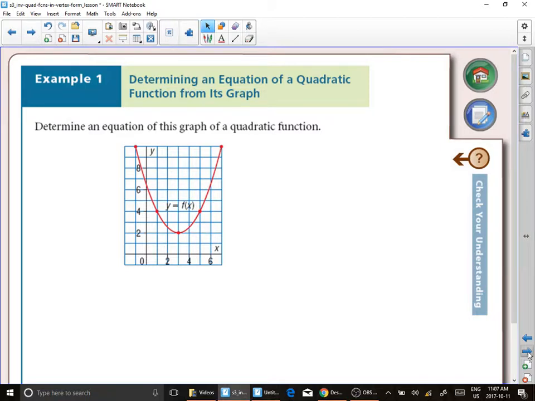What else do we have? Okay, here's one right here. We are going to determine the equation of this graph of a quadratic function. From this graph, we can figure out A, P, and Q. Now, P and Q are going to be really obvious because the vertex is at (3, 2), right? (3, 2) is the vertex.